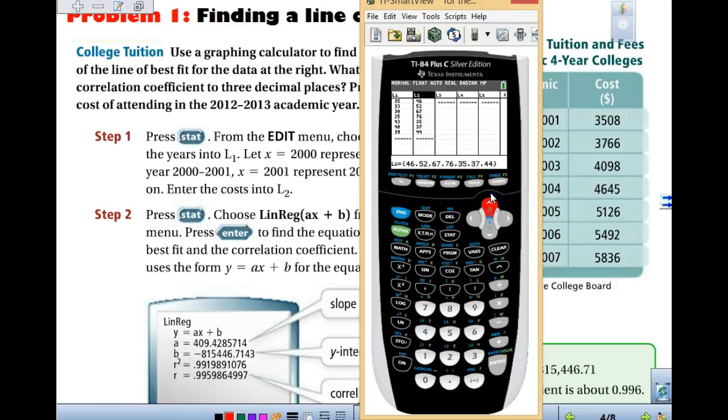So using the arrow button, notice right now L2 is highlighted. And it lists everything that was in list 2. Hit clear. And then hit enter.